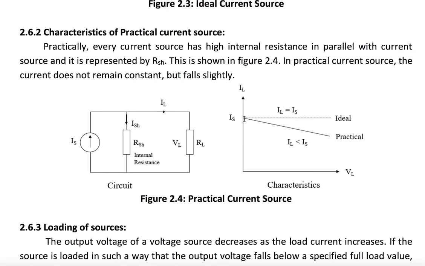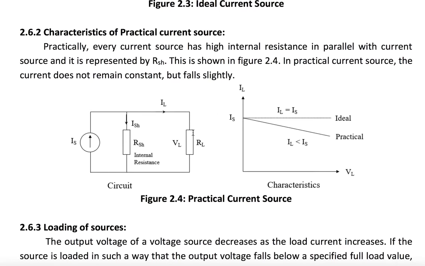So when VL is zero, VL zero means not open circuit. It is RL zero. When RL is zero, VL is zero, right? So IL is nothing but IS. There will not be any flow of current here, right? You can check that IL becomes IS when RL is zero, that is, VL is zero.